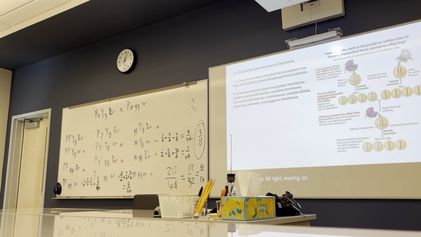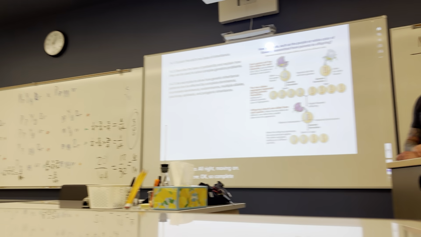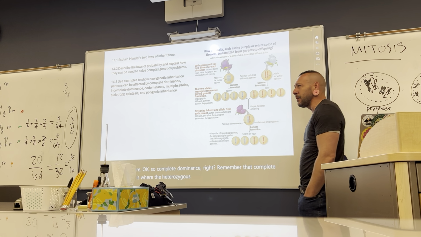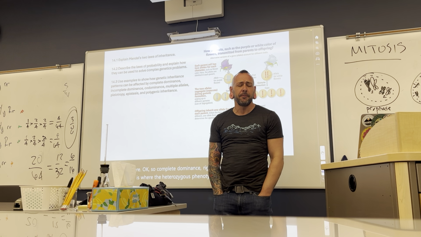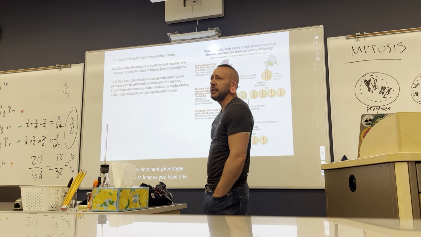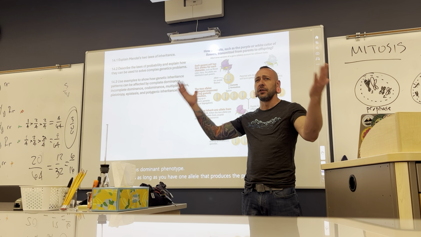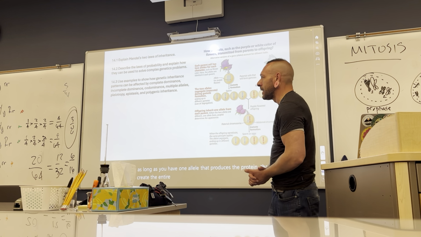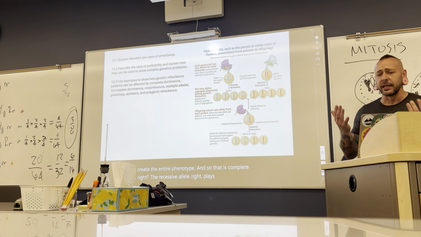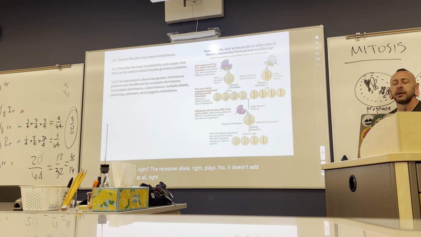Let's see here. Okay, so complete dominance. Remember that complete dominance is where the heterozygous phenotype is the same as the homozygous dominant phenotype. That means as long as you have one allele that produces the protein, that protein can create the entire phenotype, and so that is complete dominance. The recessive allele plays no role. It doesn't add anything in at all. It doesn't contribute anything, and so it has completely been dominated.